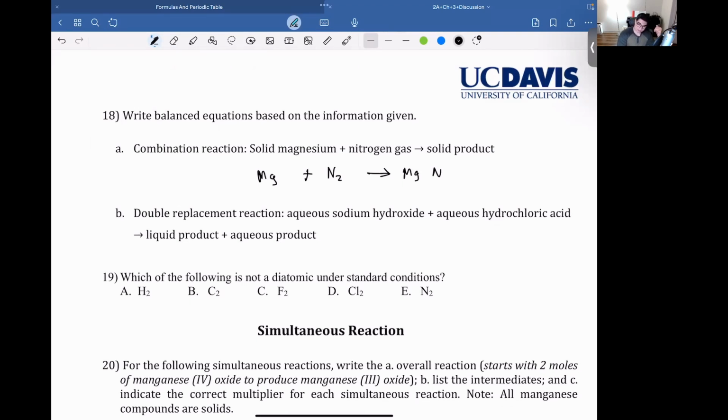Now to balance the charges, magnesium typically has a +2. Actually, always has a +2. Nitrogen is typically a -3. So we need 3 magnesiums and 2 nitrogens. And then we can balance it on the left side, and then we're done.